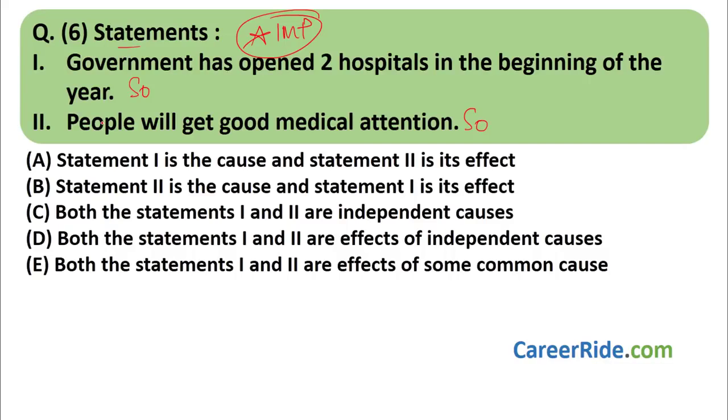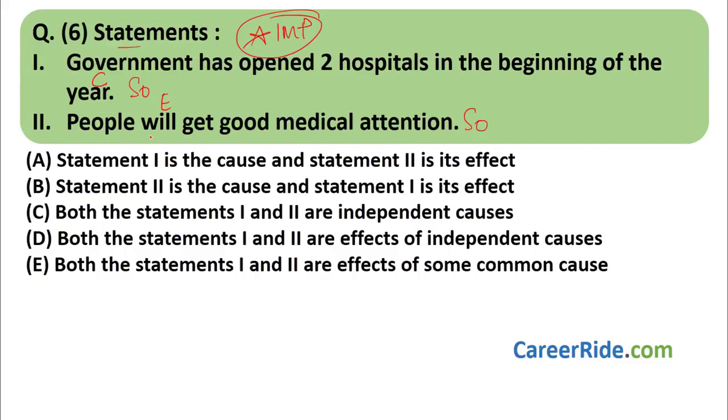Now if you see the second sentence, it says people will get good medical attention, so government has opened 2 hospitals. Now you might think that okay, this makes sense, this is correct, and you might mark B, but actually this is grammatically wrong. Only the first combination makes sense. Government has opened 2 hospitals, so people will get good medical attention. This is the cause and this is the effect.